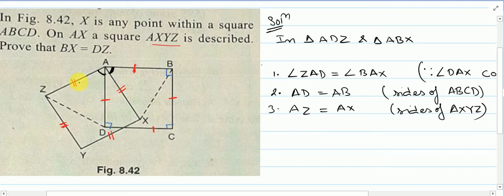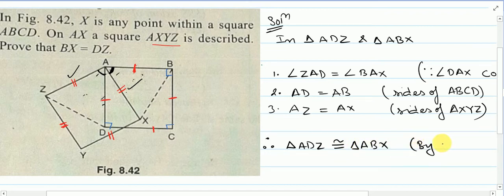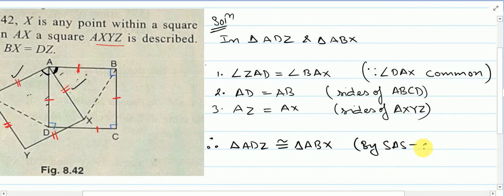So here we saw side angle side, side angle side. This side, this side, this angle, this angle, this side, this side. So by side angle side, these two triangles are congruent. Therefore, triangle ADZ is congruent to triangle ABX by the side angle side axiom.